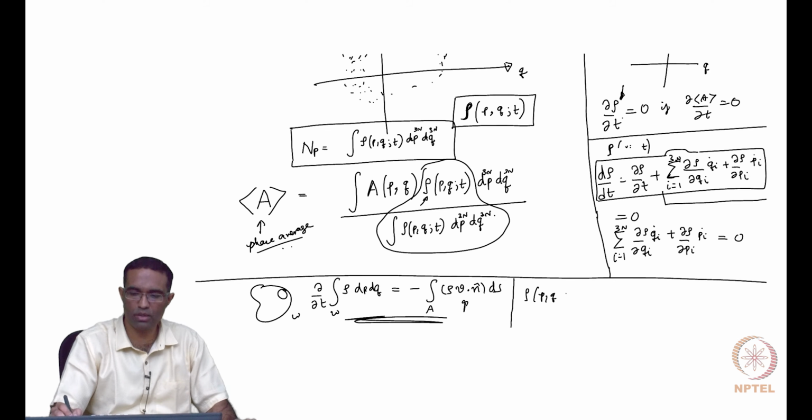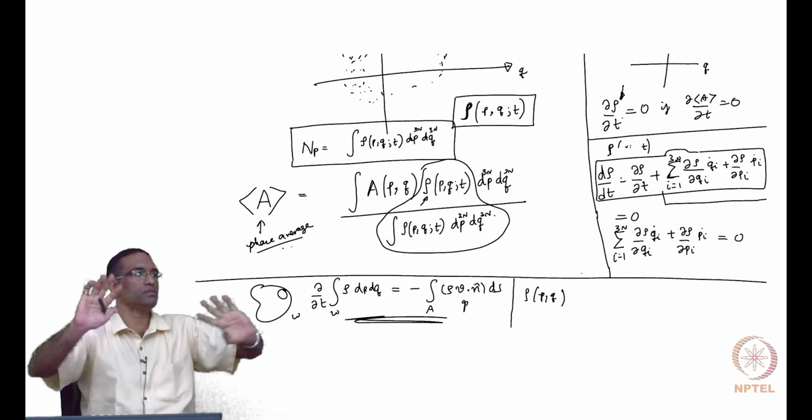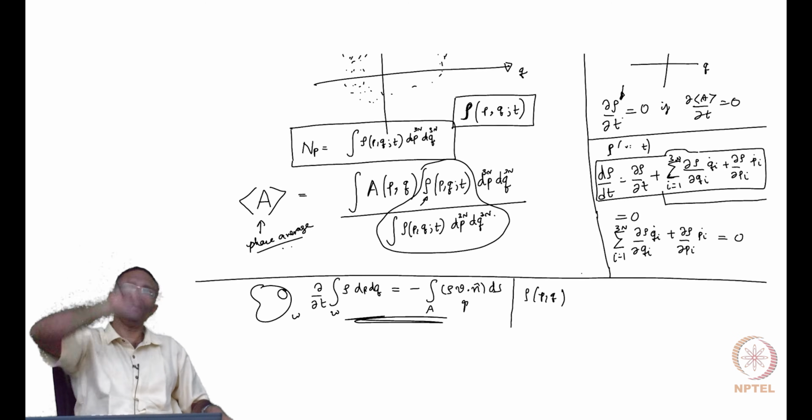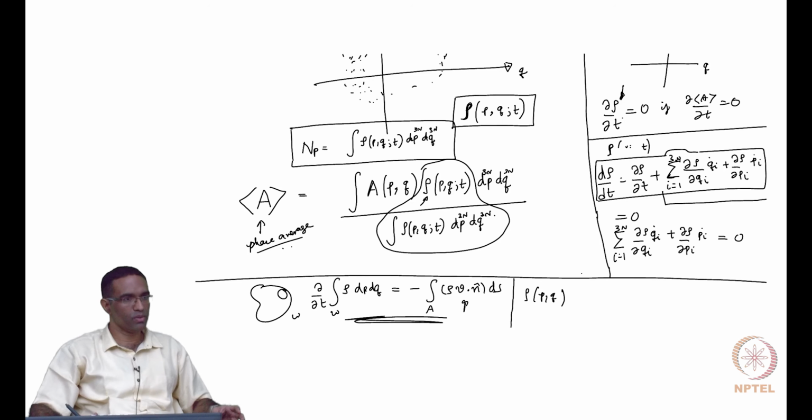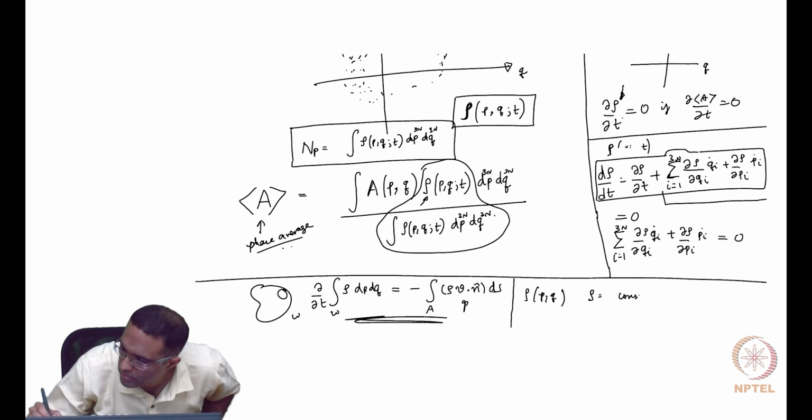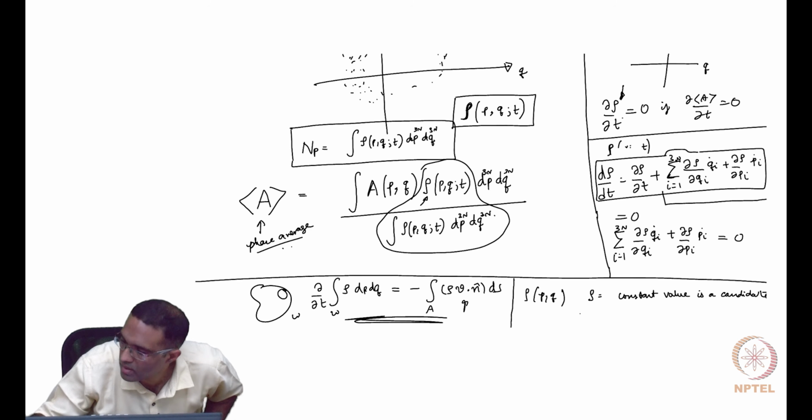Right now rho is a function of p, q. What if it's a constant? If rho is a constant, it doesn't depend on p and q at every point, then it is 0. So rho equal to a constant value is a candidate distribution for systems at equilibrium.